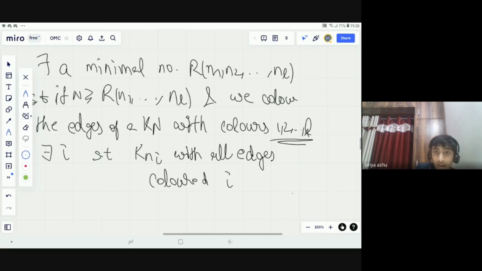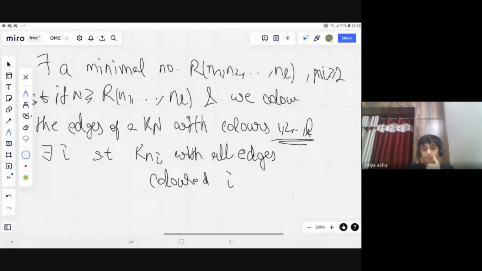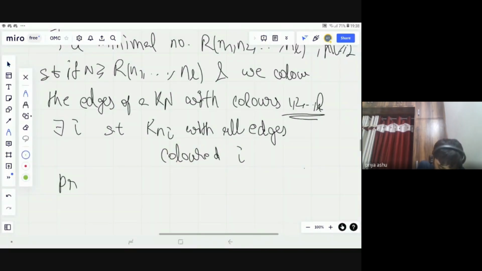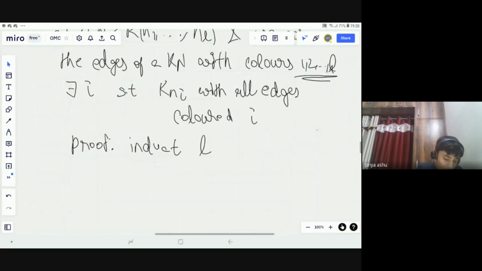Should we induct on L? Yes, we will induct on L, but we will induct on one more thing. For the previous proof, we also inducted on R plus B, remember. So we induct on L first. We've done it for L equal to 2, so the base case is done. We assume that all L minus 1 multicolor numbers exist.